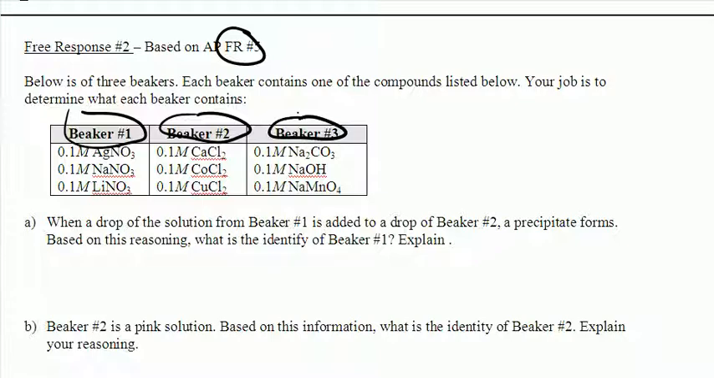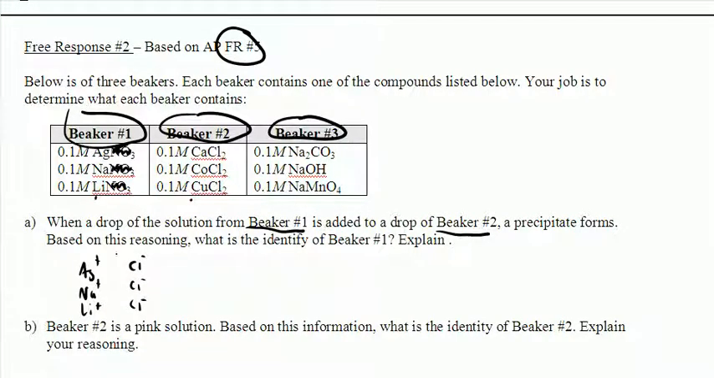So it says when a drop of beaker 1 is added to a drop of beaker 2, a precipitate forms. Based on this reasoning, what is the identity of beaker 1? Okay, so we know that in beaker 1, since they're all nitrates, we don't have to worry about the nitrates. We got Ag+, we got Na+, and we got Li+. I don't worry about the nitrates because nitrates are always soluble. It's never going to be the thing that causes the precipitation.